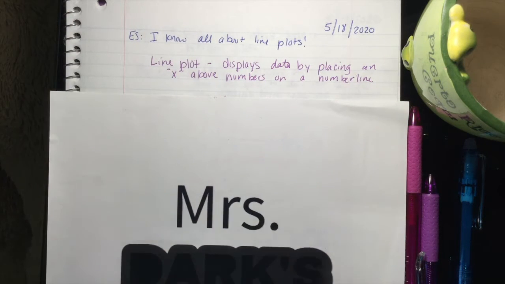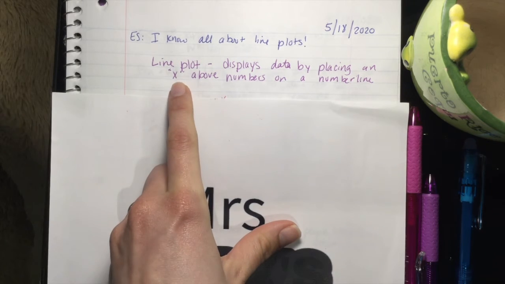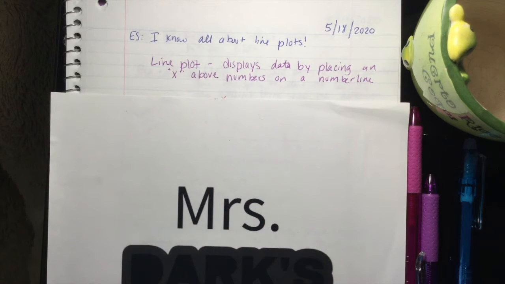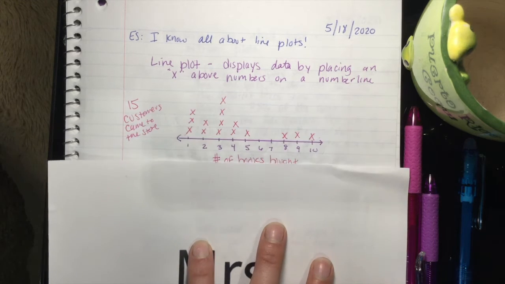So a line plot displays data by placing an X above numbers on the number line. It could be an X, it could be a dot. That's why this X is in quotes, because it could be any indicator that there's a number there. Okay, so here's an example.